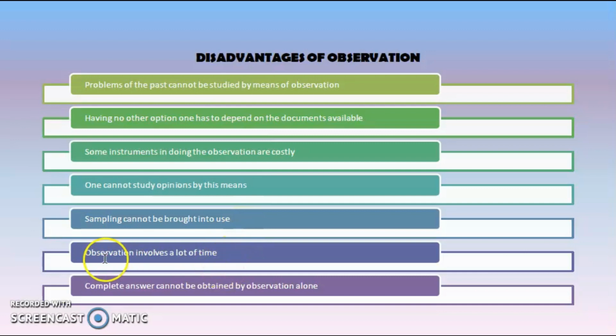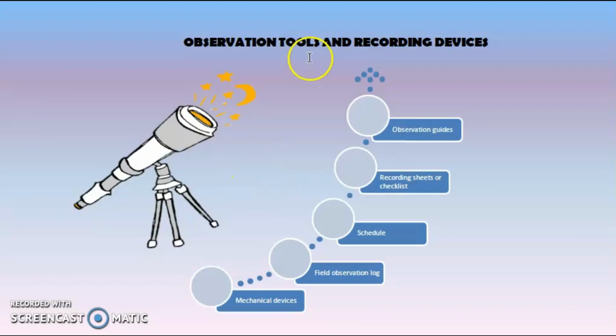Next, observation involves a lot of time, as one has to wait for an event to happen to study that particular event. And last, a complete answer to any problem or issue cannot be obtained by observation alone. Next, there are 5 observation tools and recording devices, which are observation guides, recording sheets or checklists, schedule, field observation log, and mechanical device.